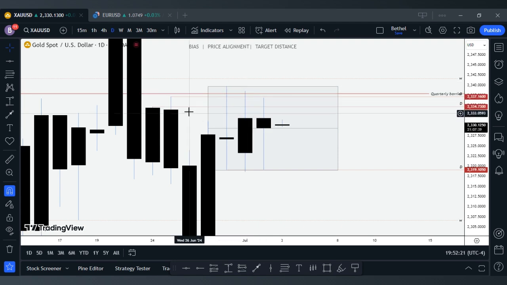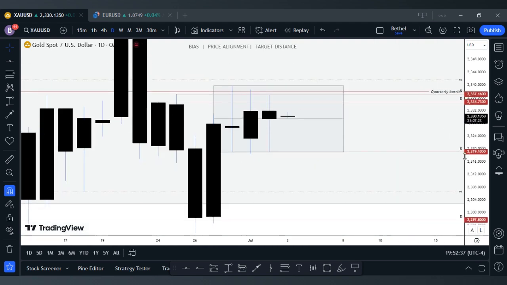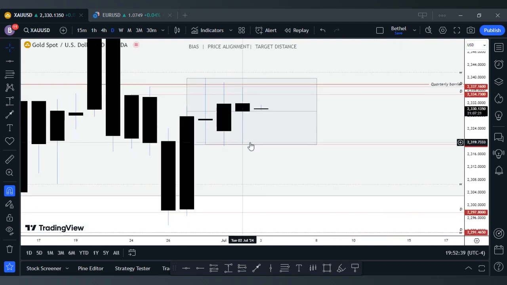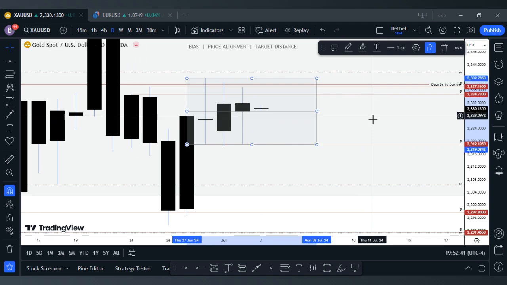So I'm also interested in this daily. So I have the dailies here and also dailies here. This particular daily is respecting this, and then we have this daily which is respected by 1, 2, and then this one came shy of it and also respected this one. So I'm expecting gold to sell off tomorrow. Okay, I'm expecting a huge sell off on gold tomorrow.